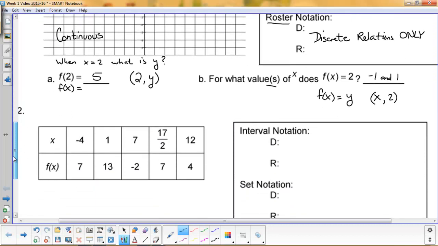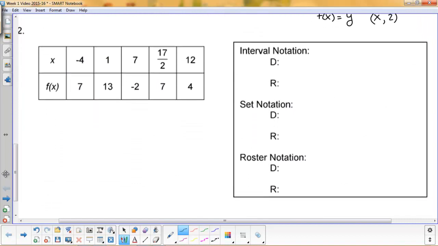All right, now we can move on to question number 2. In question number 2, you'll notice that you're given a set of ordered pairs. Therefore, you are given a discrete function. Discrete functions are scatter plots. So if I were to graph this, it would look something like this.